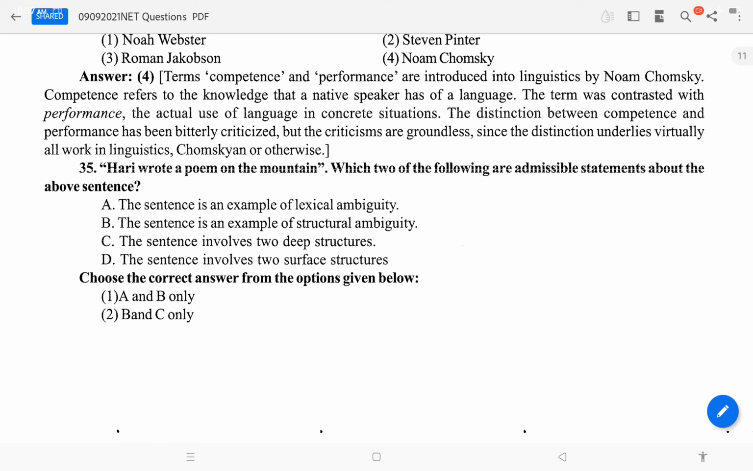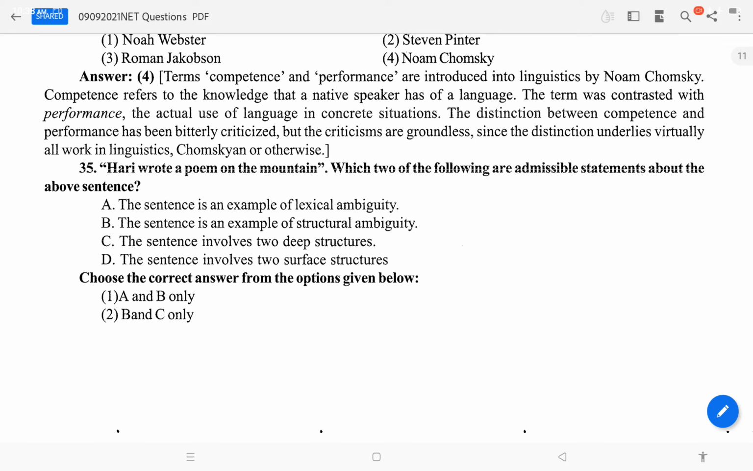Competence refers to the knowledge that a native speaker has of a language. Competence means you have the competence. You are capable of using the language. The term was contrasted with performance, the actual use of language in concrete situations. So performance means how you perform the language in concrete situations.